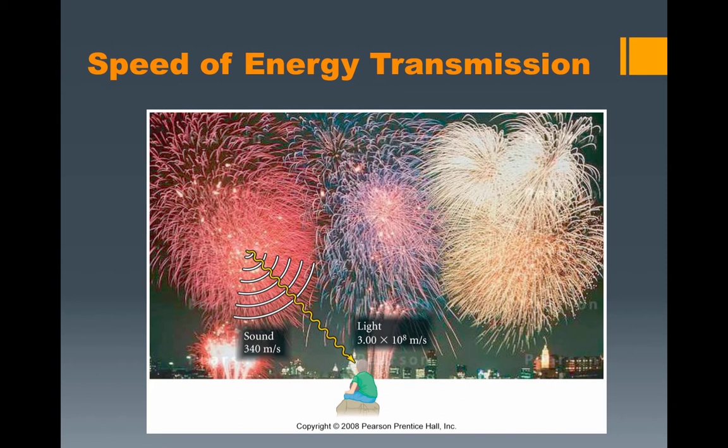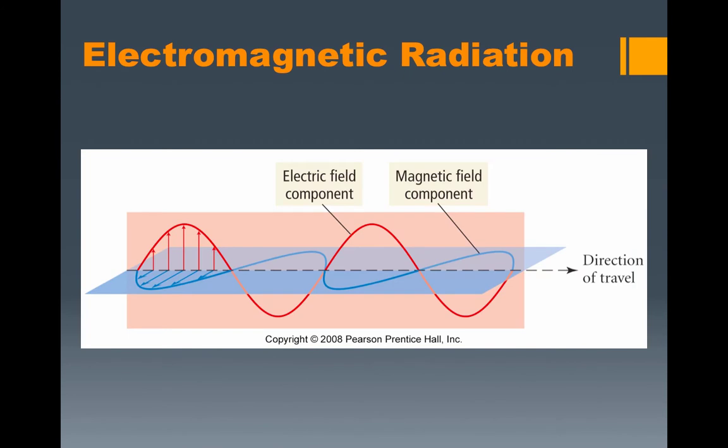This slide is also showing you why, when you watch fireworks or hear a thunderstorm, you see the fireworks and then you hear the sound. It's because the light is traveling so much faster than the sound.